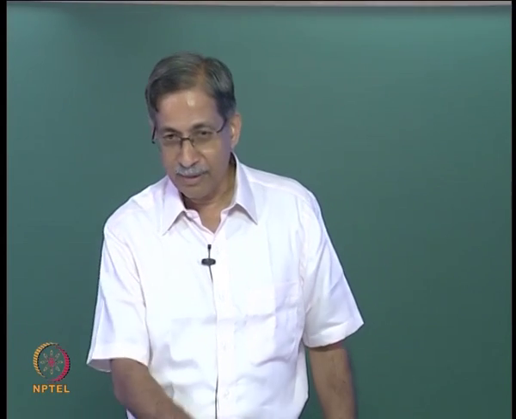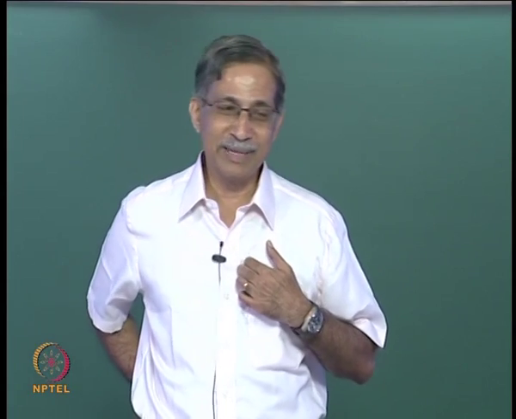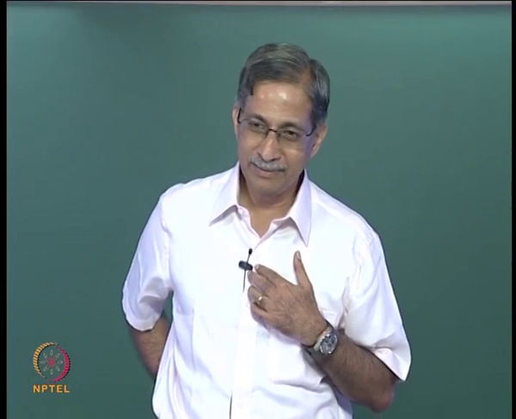Let us say you do a moment distribution of this frame, okay. You have two joints where you have unknown rotations, you can do it, right. Will you get the correct answer? You will get some moments, but you will have a problem with the answers you get. What is the problem that you get?